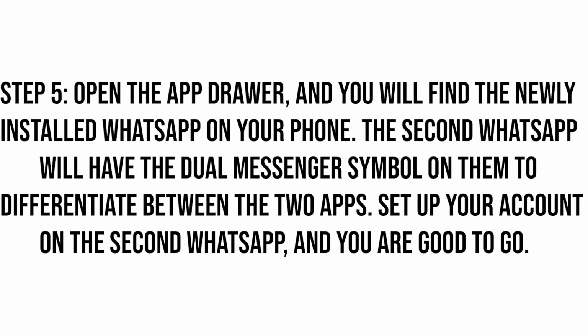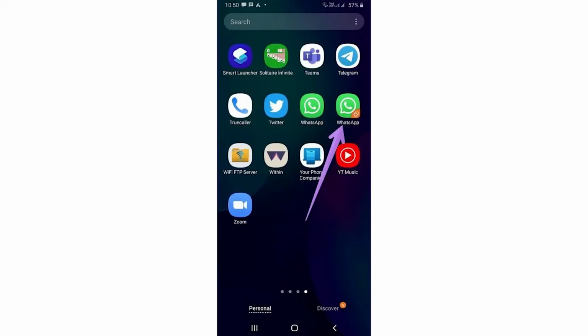Open the app drawer and you will find the newly installed WhatsApp on your phone. The second WhatsApp will have the dual messenger symbol on them to differentiate between the two apps. Set up your account on the second WhatsApp and you are good to go.